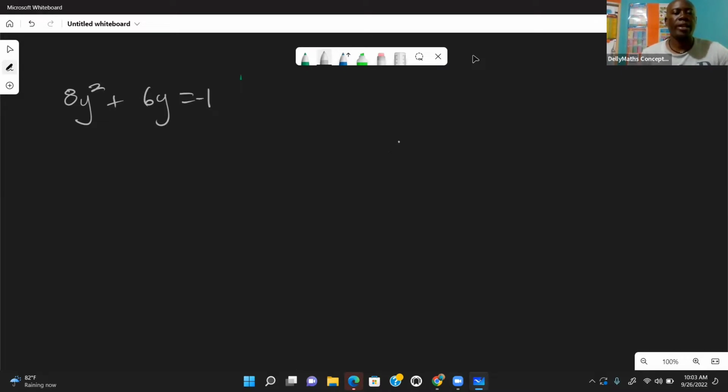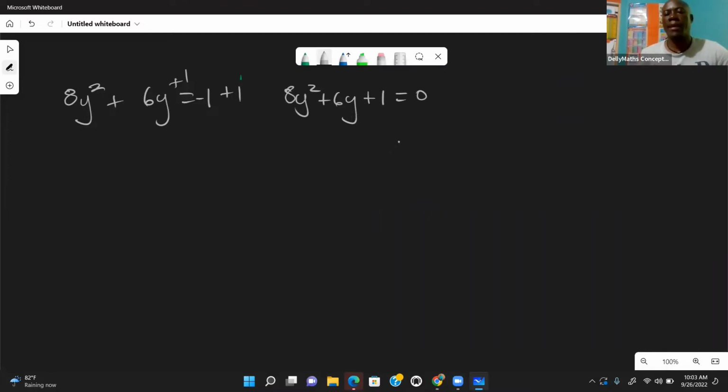At this moment, we're not able to make any move because everything needs to be equal to 0. Therefore, we have to get rid of that -1. We're going to apply the inverse operation to -1, which is to add 1 to both sides. And when we do so, let's rewrite what we have. We basically have 8y squared plus 6y plus 1, and this is equal to 0.